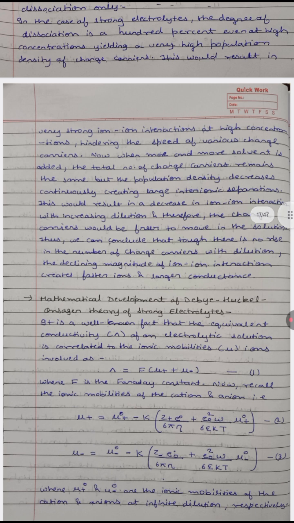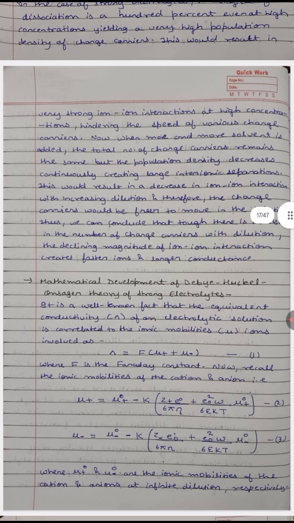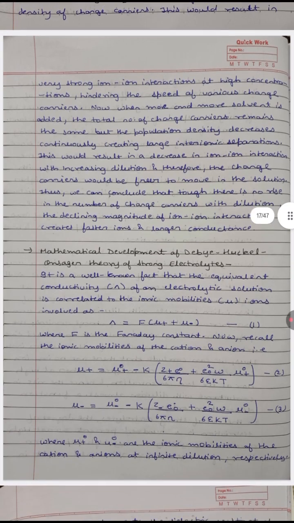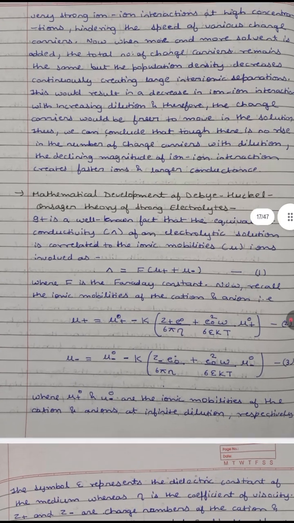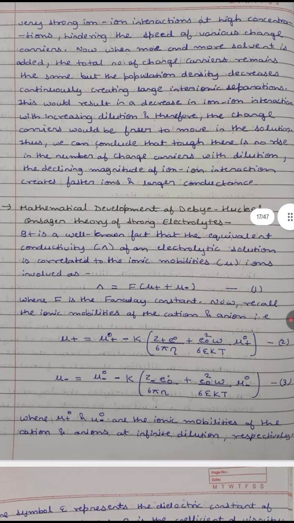In the case of strong electrolytes, the degree of dissociation is 100% even at higher concentration, yielding a very high population density of charge carriers. This would result in very strong ion-ion interactions at high concentration, hindering the speed of various charge carriers.